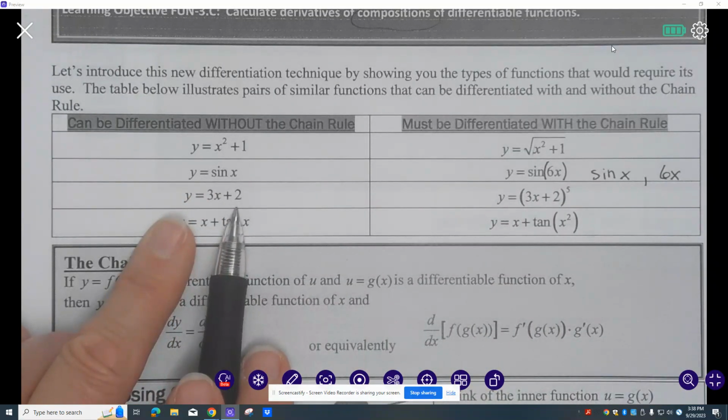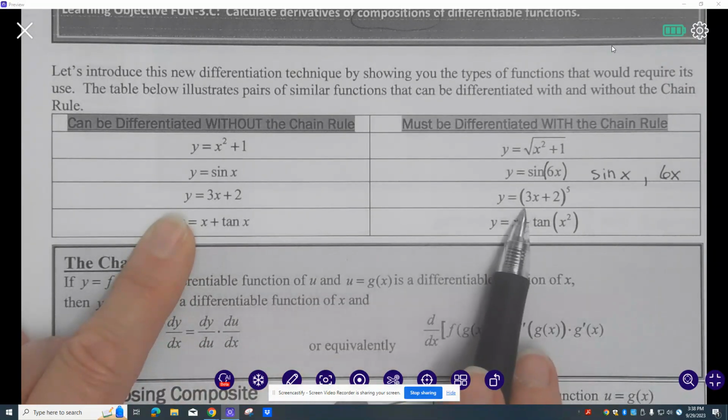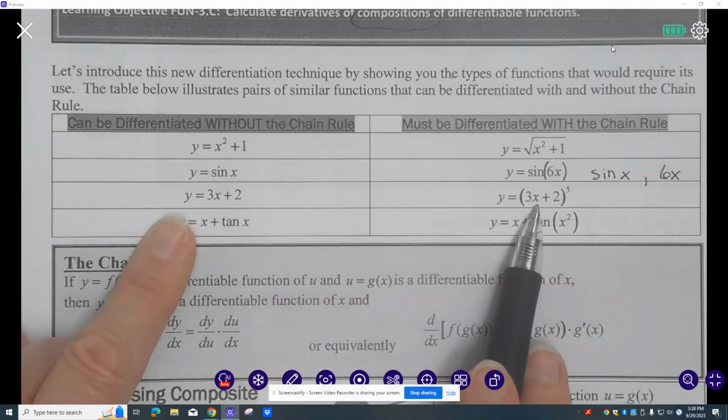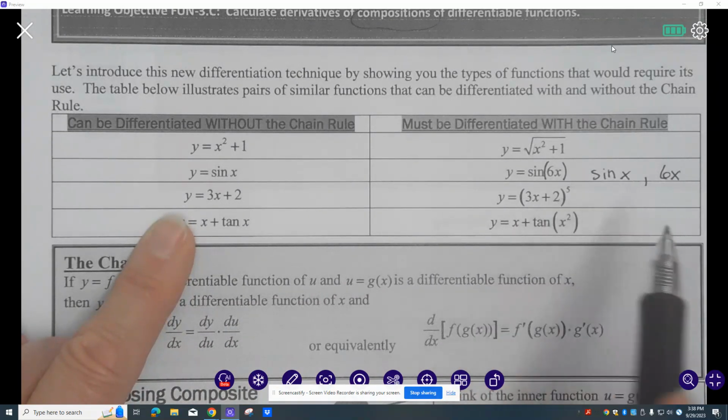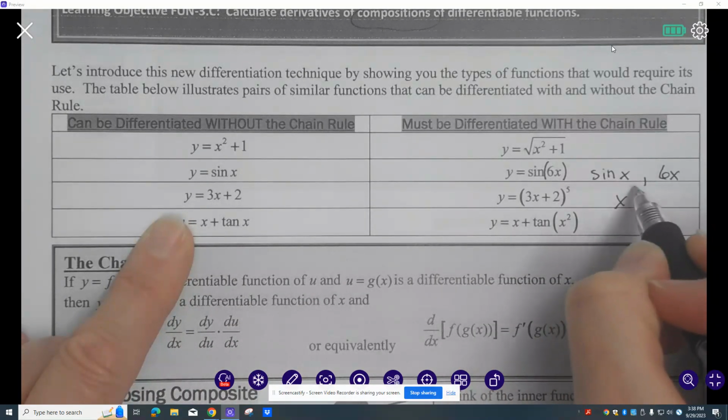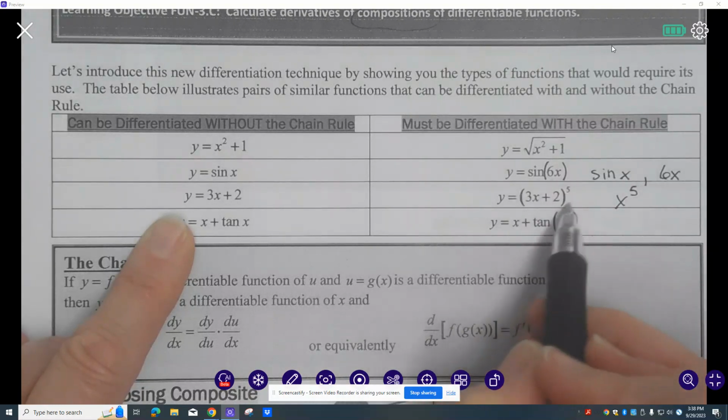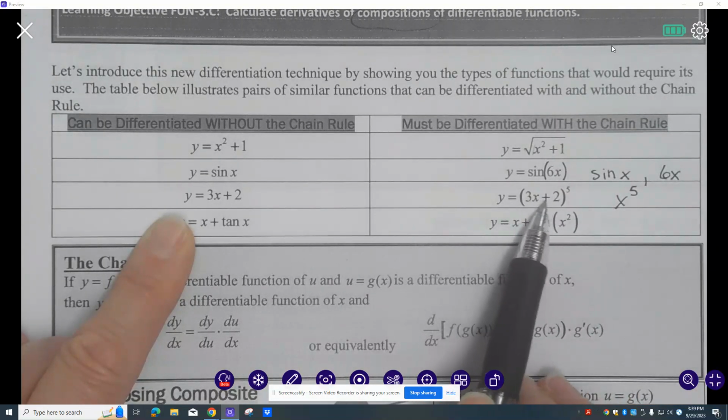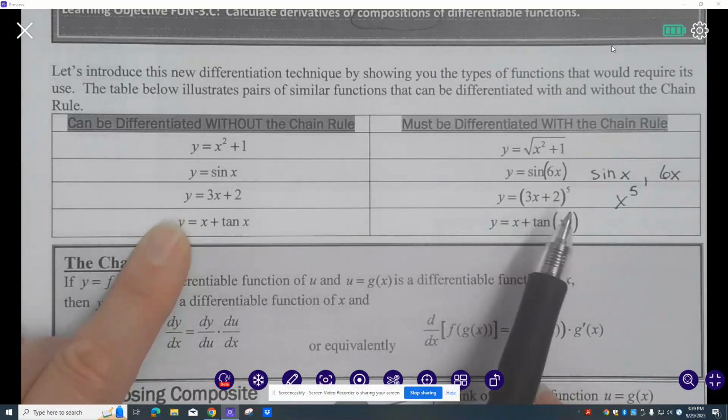3x plus 2 is a line. That does not require the chain rule. The derivative of this is 3. This is a composition, and it looks like a composition. This is the inside function. The outside function is x to the 5th. So I've replaced x with all of this. So this is a composition.